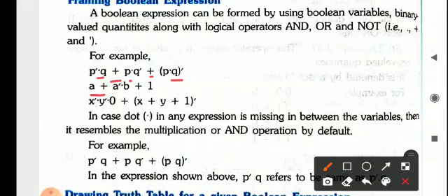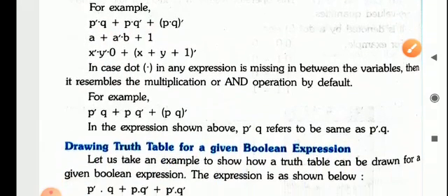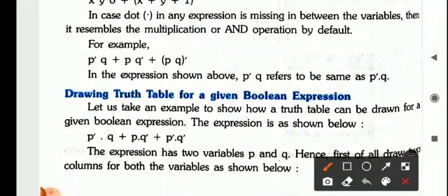Then a plus a complement or b plus 1, and in this way you can see the various expressions. In case a dot is missing in any expression between variables, then it resembles the multiplication, the AND operator only, by default. Okay.